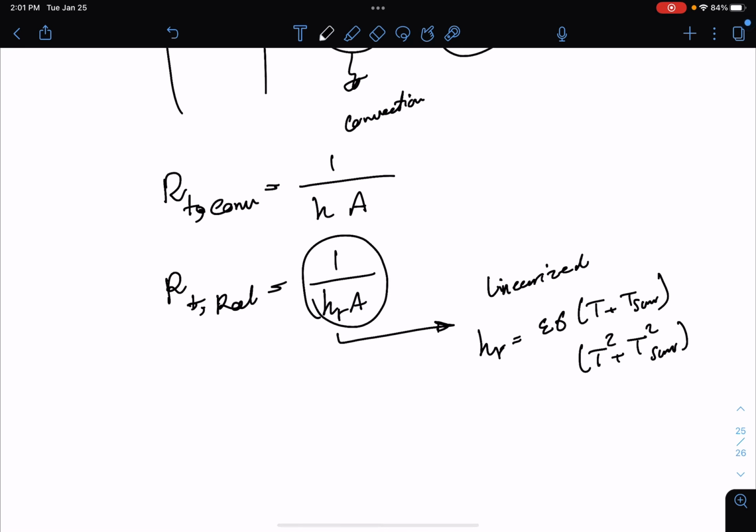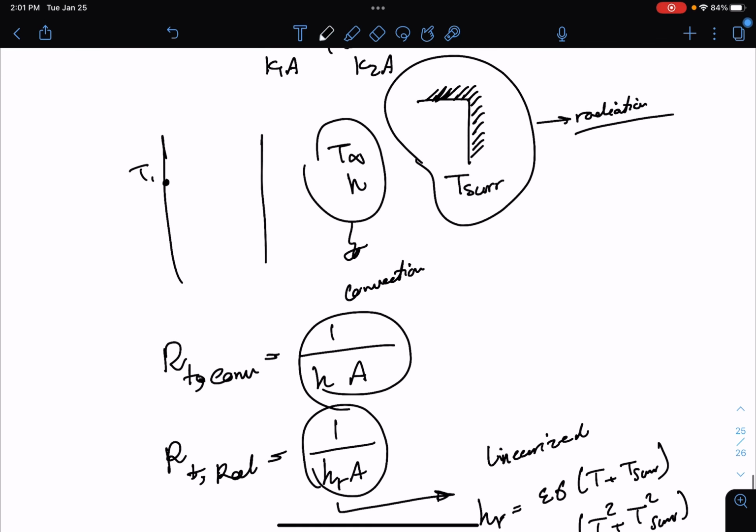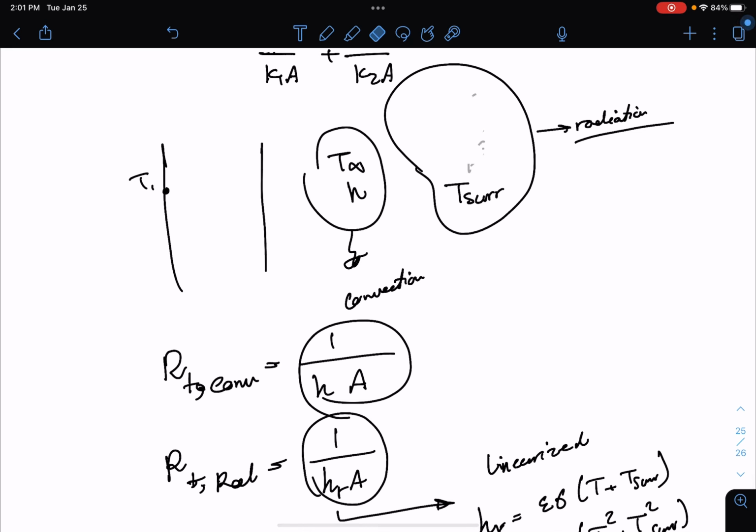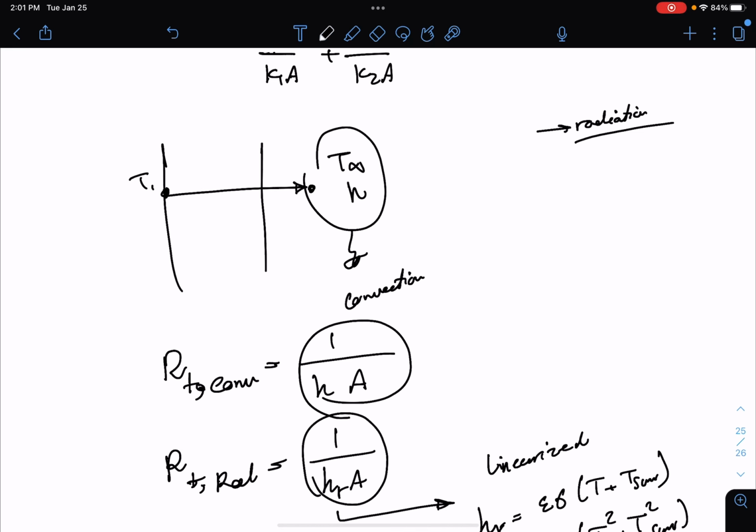So we have all of the resistances. For this case, let's remove the radiation. For this case, the total heat rate from this point to somewhere inside your airflow is going to be equal to what?